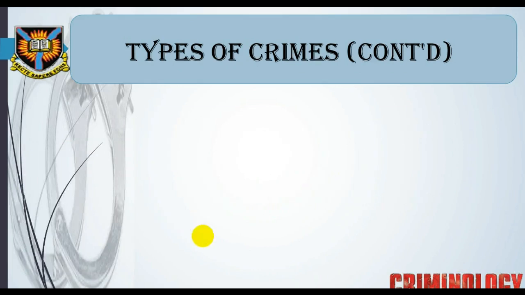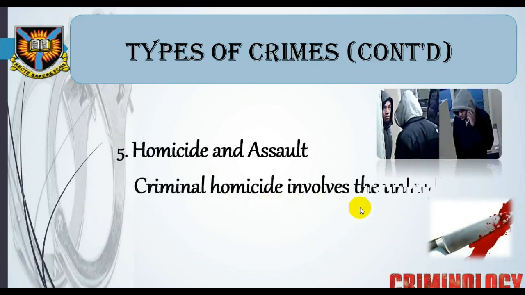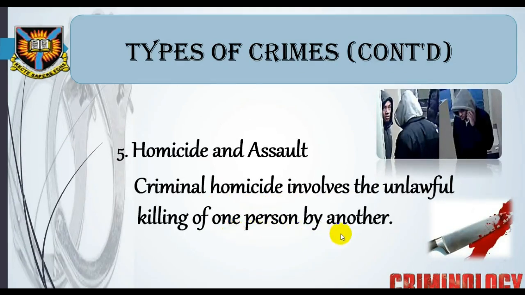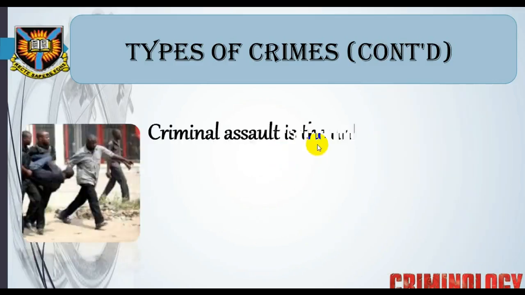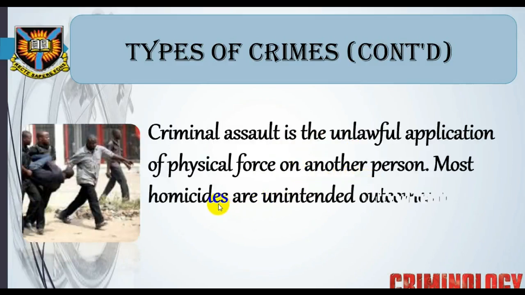Homicide and assault. Criminal homicide involves the unlawful killing of one person by another. Criminal assault is the unlawful application of physical force on another person. Most homicides are unintended outcomes of physical assaults.